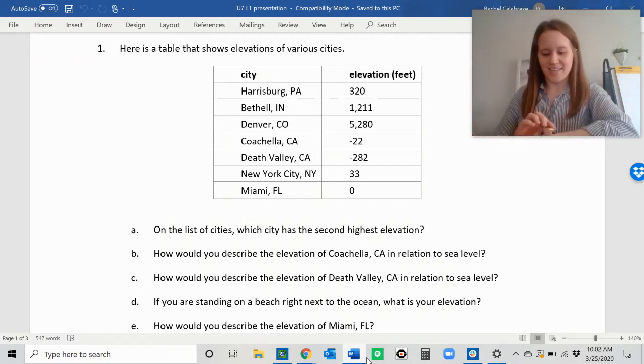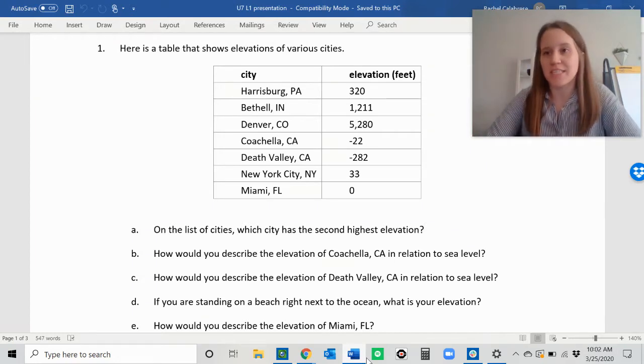All right, there's our time. So you should have been able to answer questions A through E at this time. Now we'll just review our answers. Number 1A, on the list of cities, which city has the second highest elevation? In order to answer this question, I have to know what city has the highest elevation, and then the second highest is the next one down.